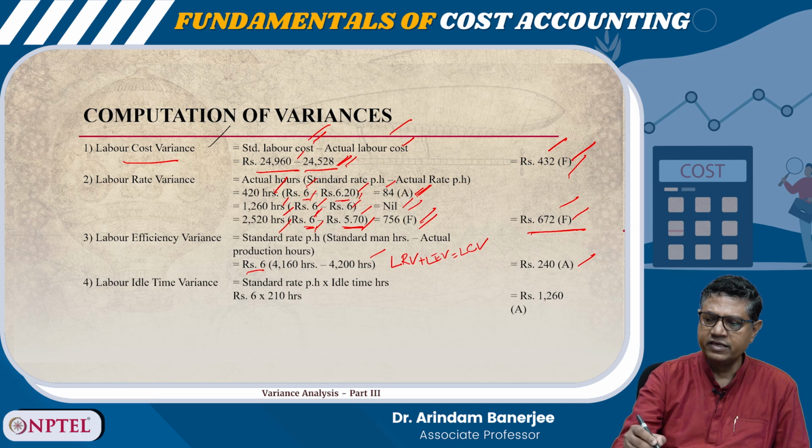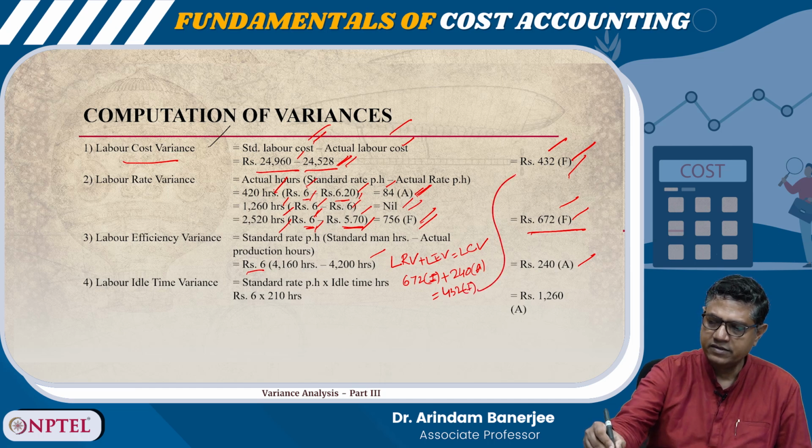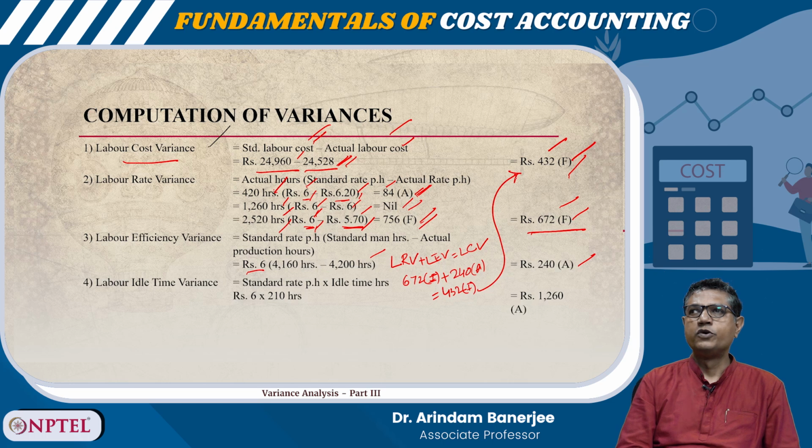So labor rate variance we have already calculated, 672 favorable, plus labor efficiency variance we did, 240 adverse. If we solve it, we should get 432 favorable, because this is favorable. So it is coming here 432 favorable.